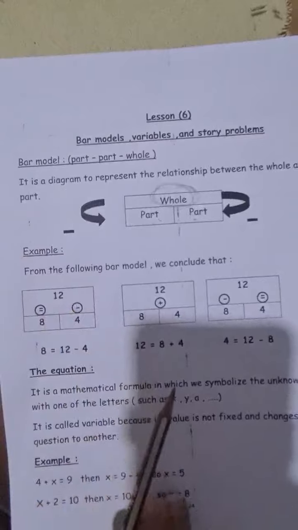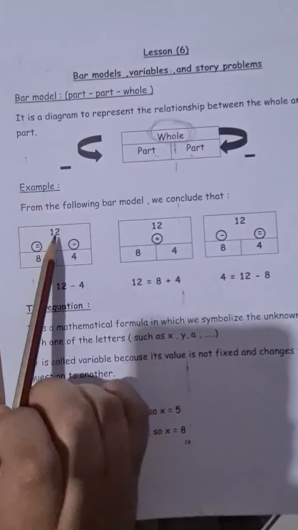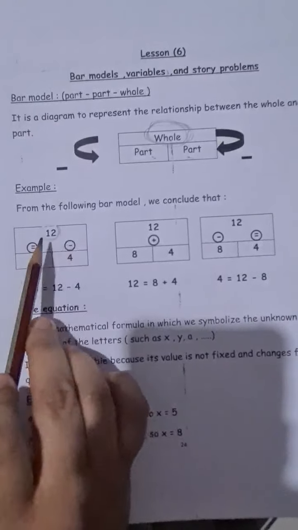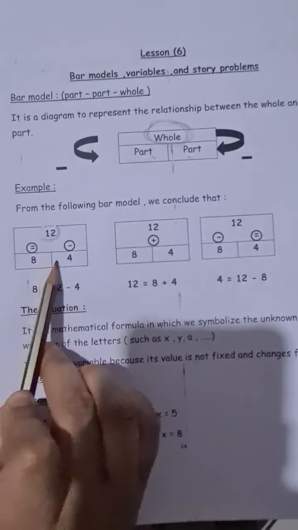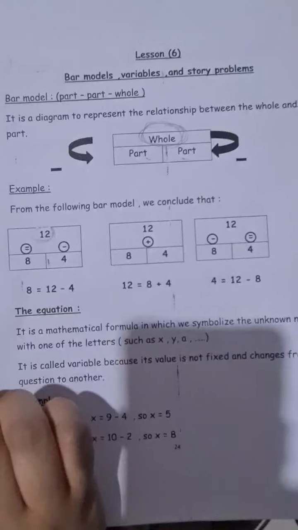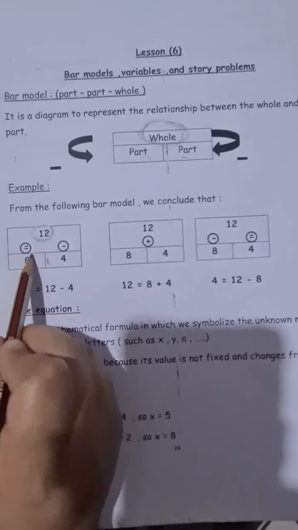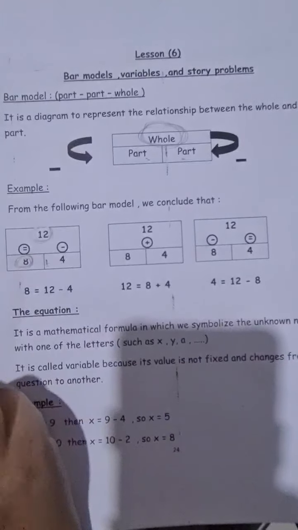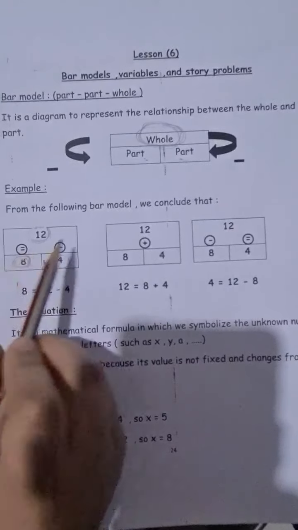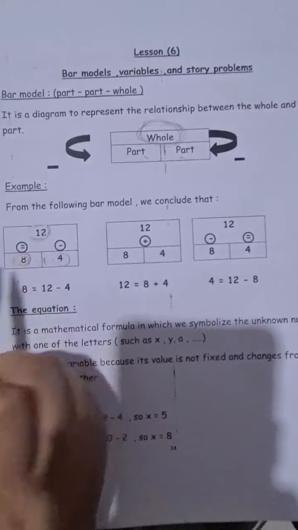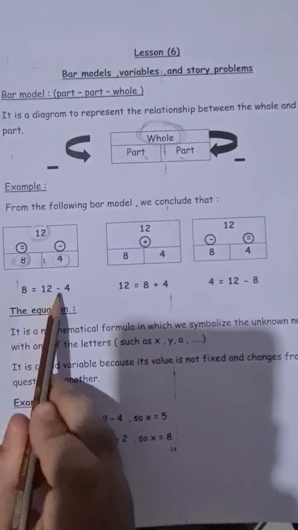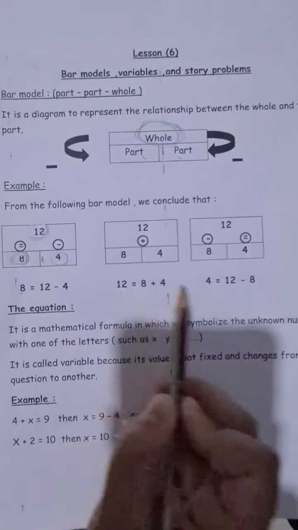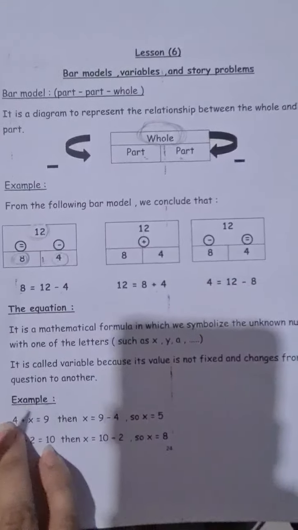Okay? Here, for example, if we have 12, which is the whole number or the bigger number, so 12 equals 8 plus 4. Okay, and here this 8 equals what? Equals 12 minus 4. If we look at the 4, it is equal to 12 minus 8. So 8 is 12 minus 4, and the 12 is 8 plus 4, while the 4 is 12 minus 8.